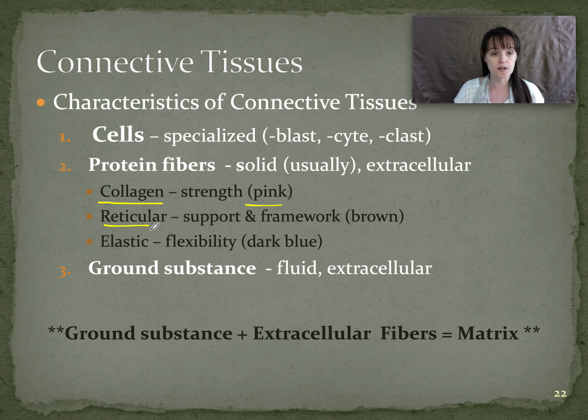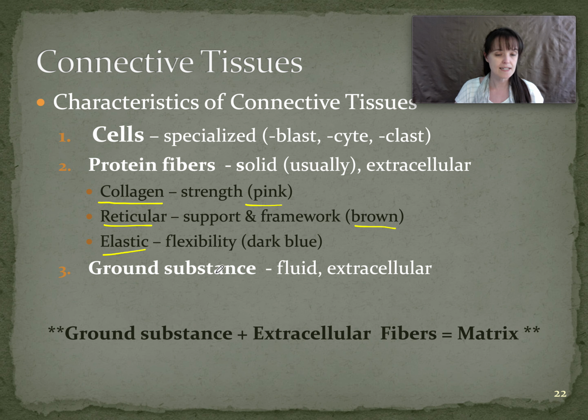Reticular fibers tend to be brown on the slides, and they provide support and framework. They kind of make a framework of soft organs like the liver. They surround the blood vessels and the nerves. They're found in lymph nodes. Yeah, we'll talk about that.